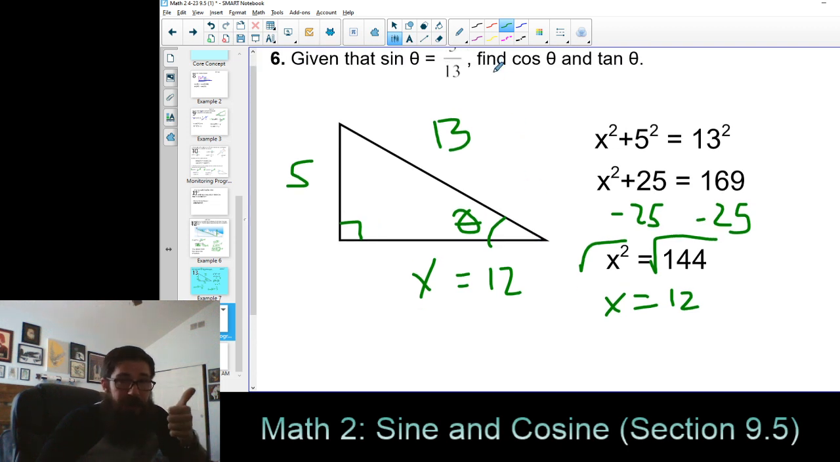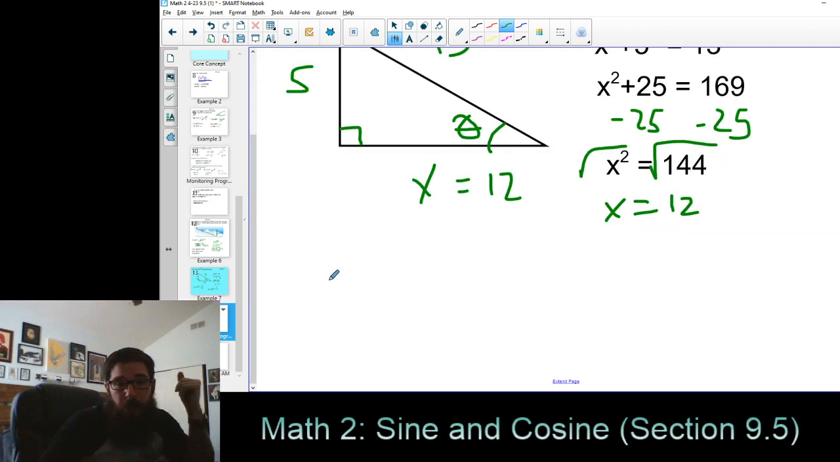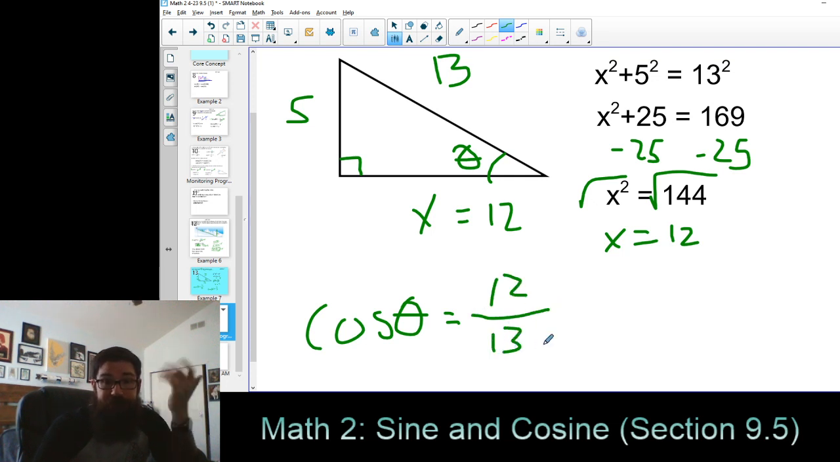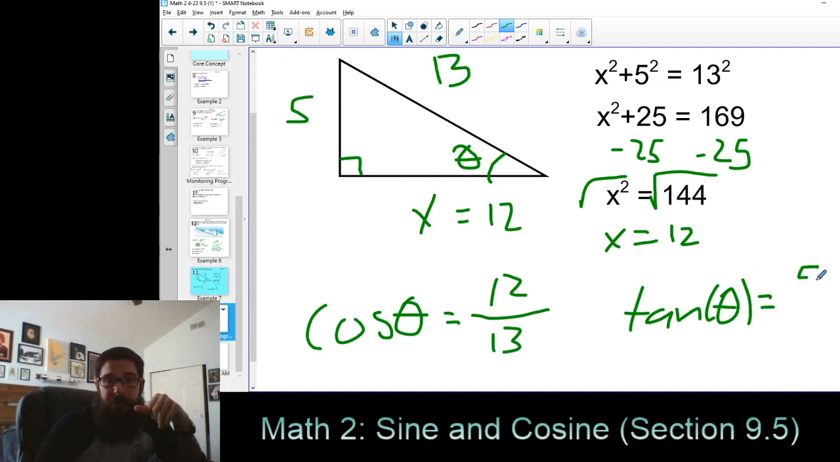We're asking for cos theta and tan theta. Cosine of theta, now that I know all three sides, I just have to fill in the pieces. Cosine is my adjacent, which is 12, divided by my hypotenuse, which is 13. Done. Tangent of theta, if I go back to SOHCAHTOA, TOA is O over A. It's my opposite side, which is 5, divided by my adjacent side, which is 12.